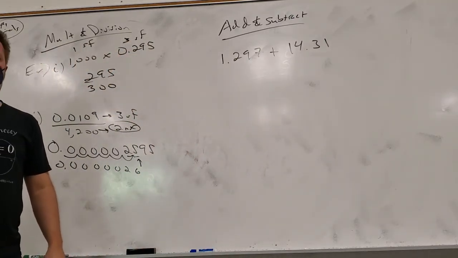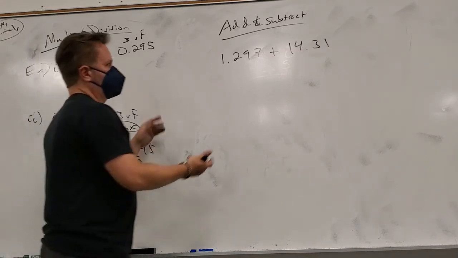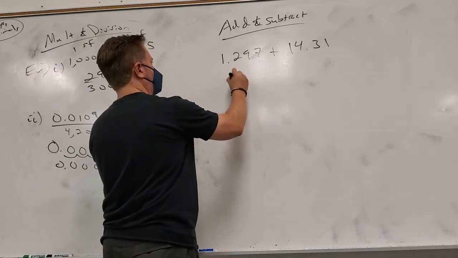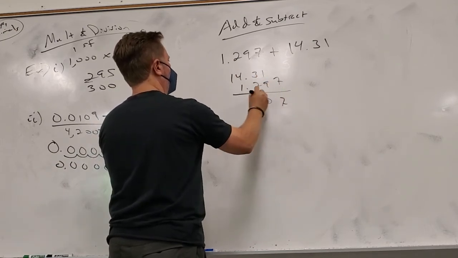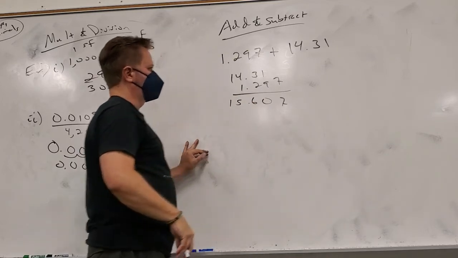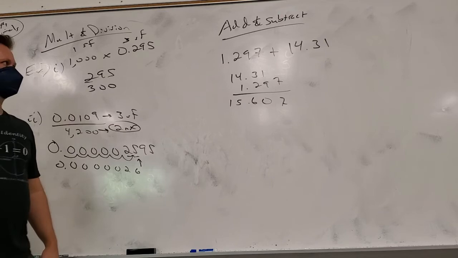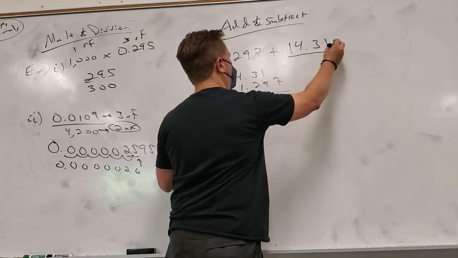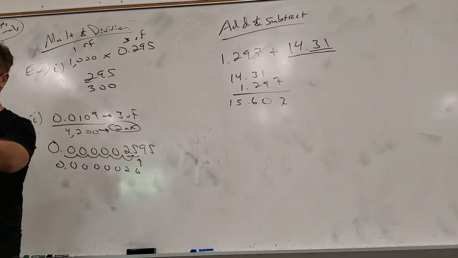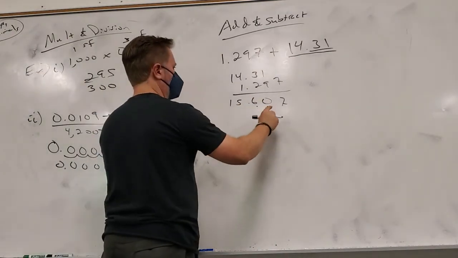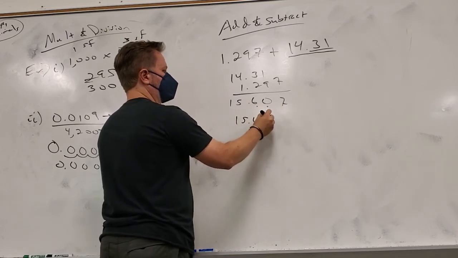Somebody add that for me, just in your calculator. We could do it by hand, but why would we? Is that right? The weakest link was this one. It only has 2 decimal places, so the answer has to have 2 decimal places. 1, 2, I went around to this place. So what would I make it? 15.61. There.